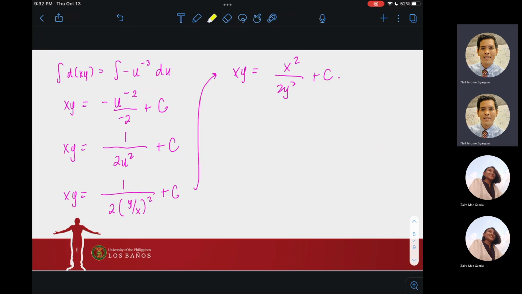Okay? And you can leave your final answers this way, or you can divide both sides by x. Kaya lang hindi rin pala siya magiging explicit kasi may y pa rin dun sa right-hand side. Okay? But this is one example on how you take advantage of integrating factors that can be seen by mere inspection. Actually, hindi pala mere inspection.